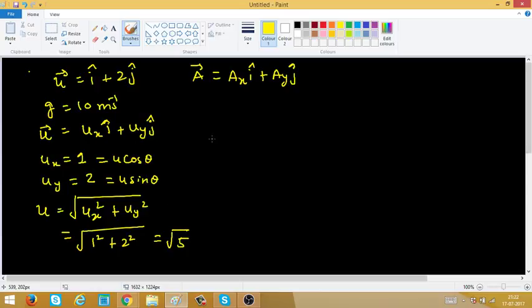And if I want to find out tan theta, I can write u sin theta upon u cos theta. I know the value of u sin theta is 2 and u cos theta is 1. So therefore tan theta is equal to 2. Okay, so I got these values now, and you must be wondering why I have done all this.